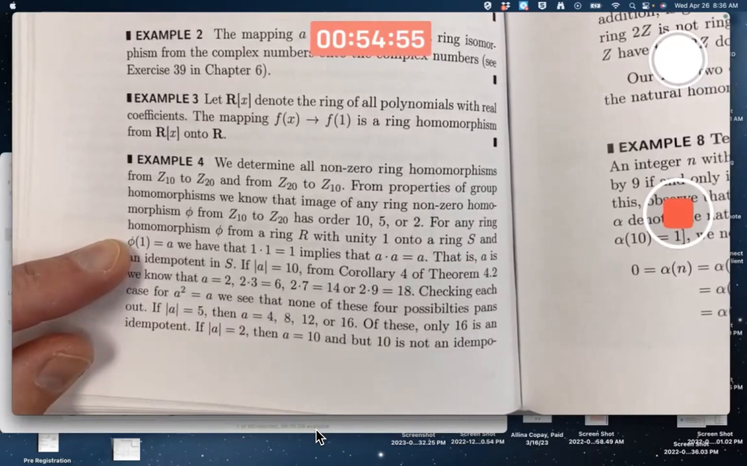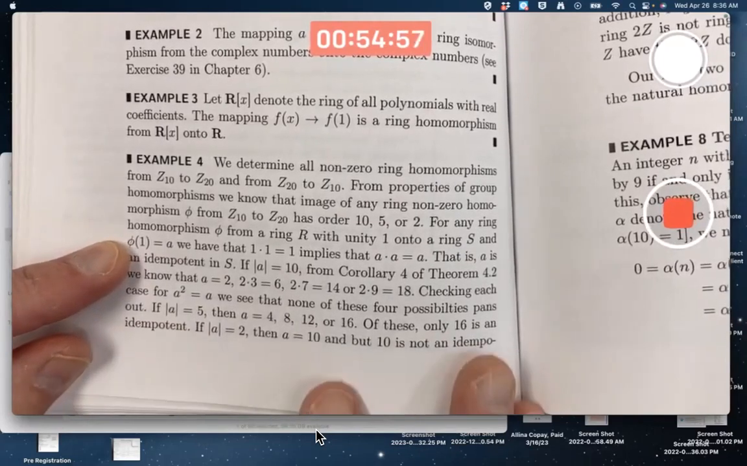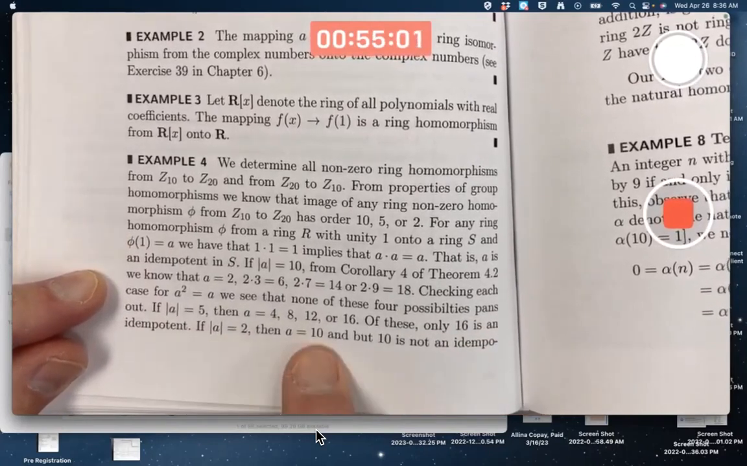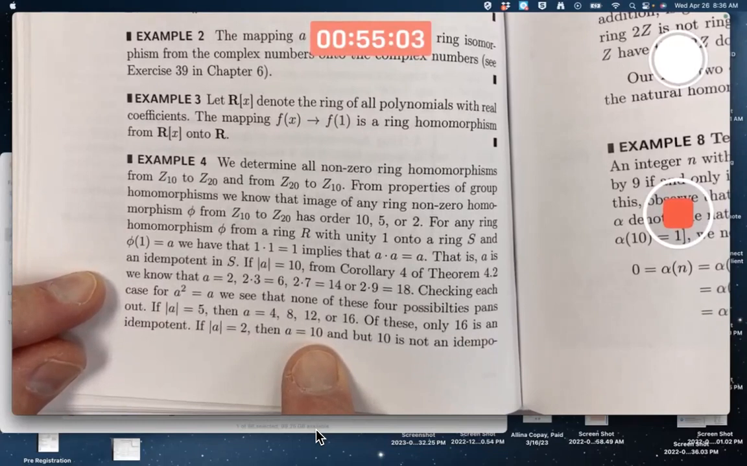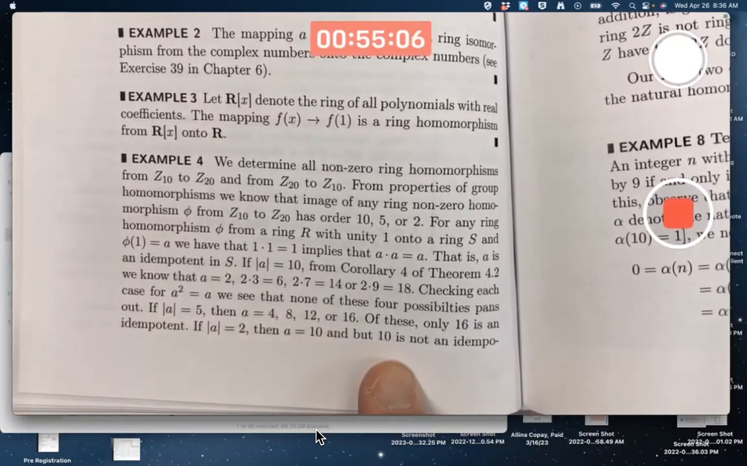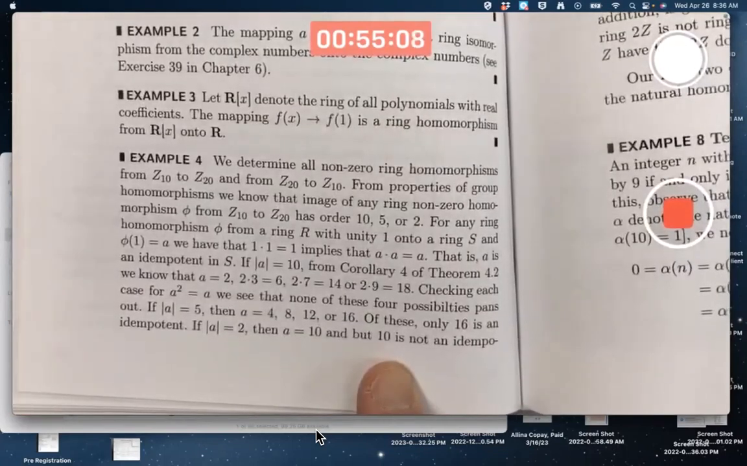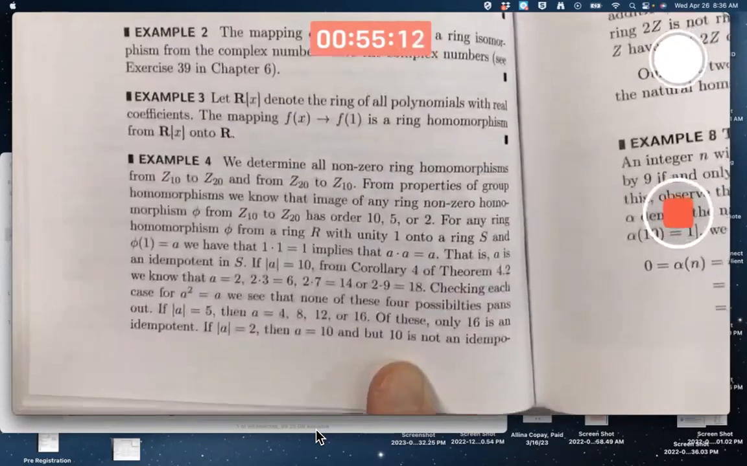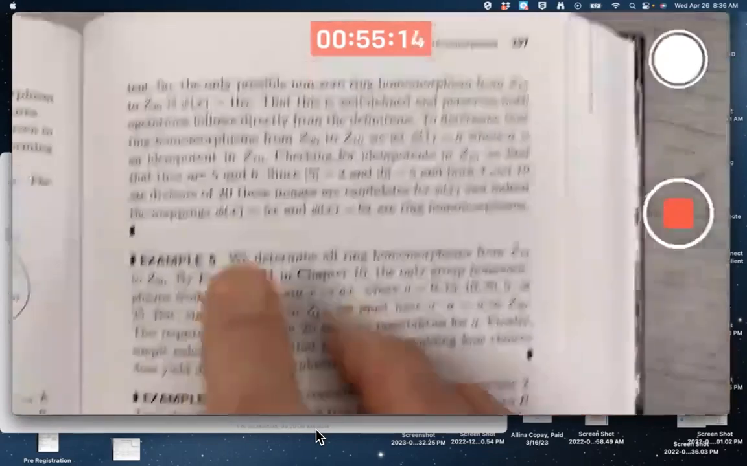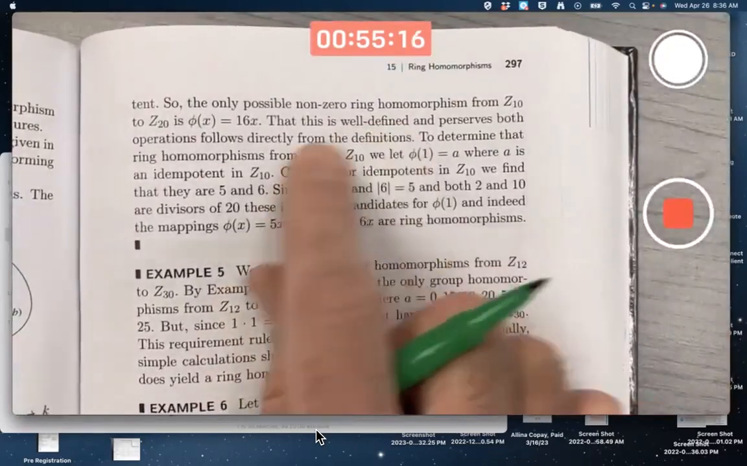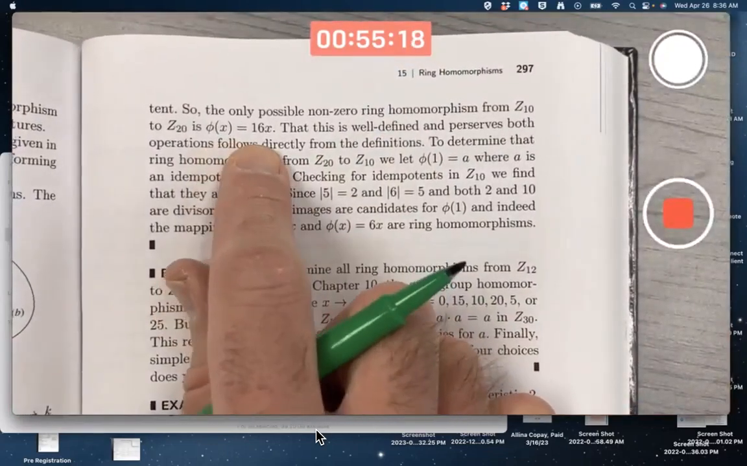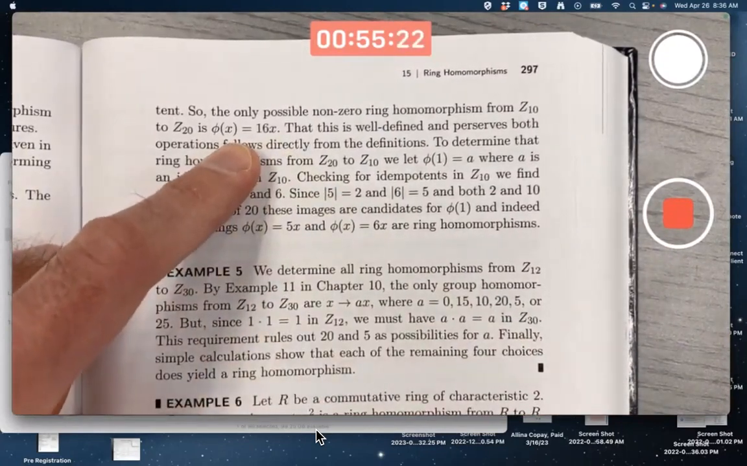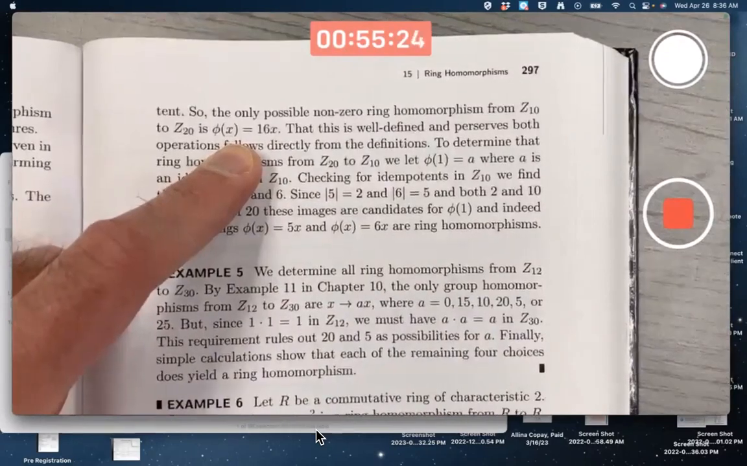Is it a guaranteed ring homomorphism? I'll wait a little bit here. If the order of A is 2, there's only one element of order 2 as a group element. It's 10, but 10 is not an idempotent. 10 squared is 100, mod 20 is 0. So the only possible ring homomorphism from Z10 to Z20 is this formula. And where does that formula come from? It's based on the fact that we're assuming 1 gets mapped to 16.